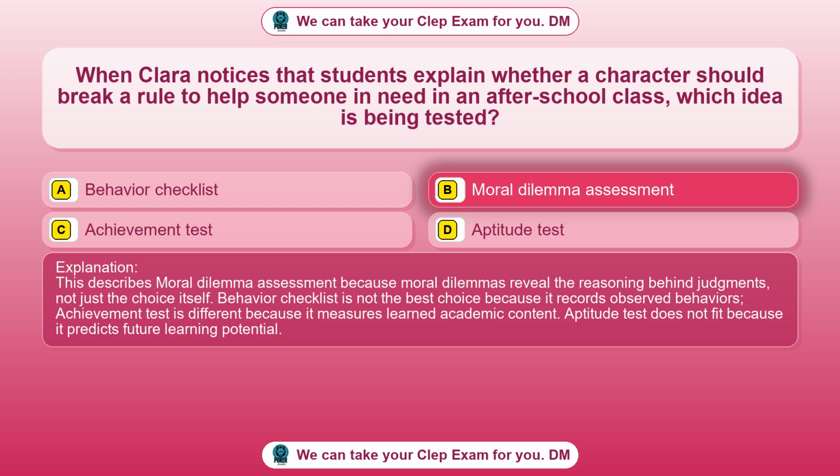This describes moral dilemma assessment because moral dilemmas reveal the reasoning behind judgments, not just the choice itself. Behavior checklist is not the best choice because it records observed behaviors. Achievement test is different because it measures learned academic content. Aptitude test does not fit because it predicts future learning potential.